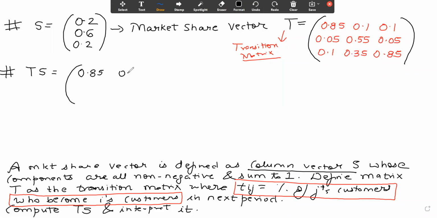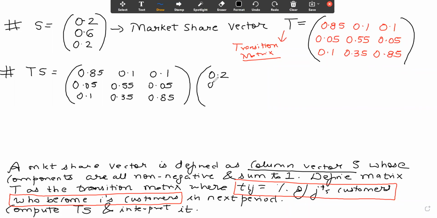0.85, 0.1, 0.1, and similarly I can write the whole matrix T, and this matrix is getting multiplied by the matrix S, which is as follows. You can see it's a 3 cross 3, it's a 3 cross 1. Is matrix multiplication possible? Yes, because the column of the first matrix exactly equals the rows of the second matrix. So can we compute it?